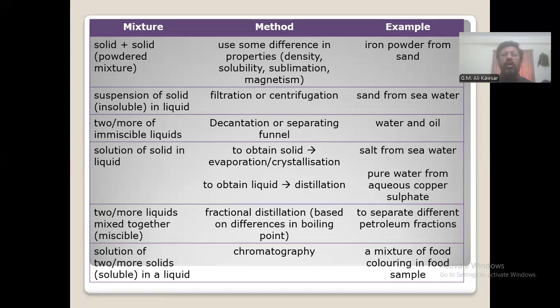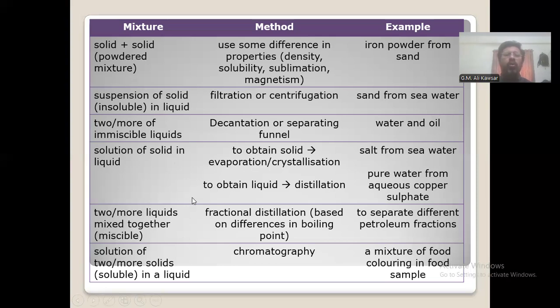How can we separate the solid part? Here we can use a process called crystallization. Here we can convert the dissolved solid into crystals. I will explain the technique in later slides. First we evaporate a part of the solution, and then if we cool it, the crystals start forming. Then by filtration, we can separate the solid part from the solution.